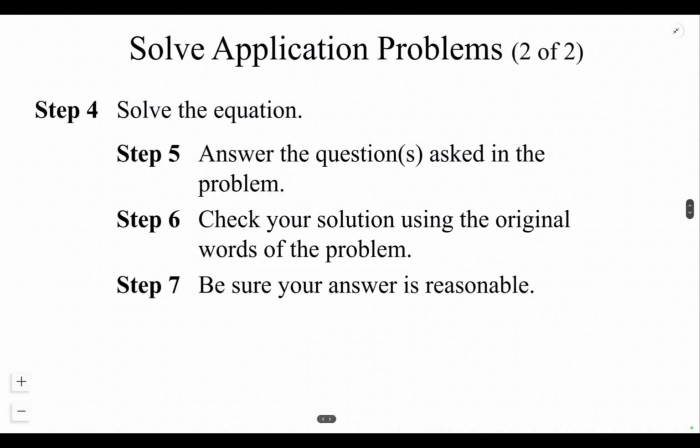Then it says solve the equation, answer the questions asked in the problem, check your solution using the original words in the problem, and then be sure that your answer is reasonable. So basically make sure your answer makes sense, right? It's not a hard process, but you have to make sure you read. Because if you skip over or skim through, you might miss certain words. All right, that'll be useful in that problem.